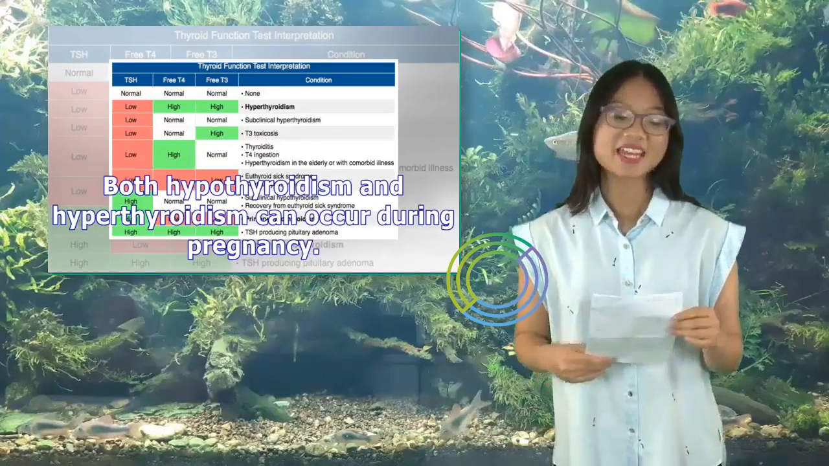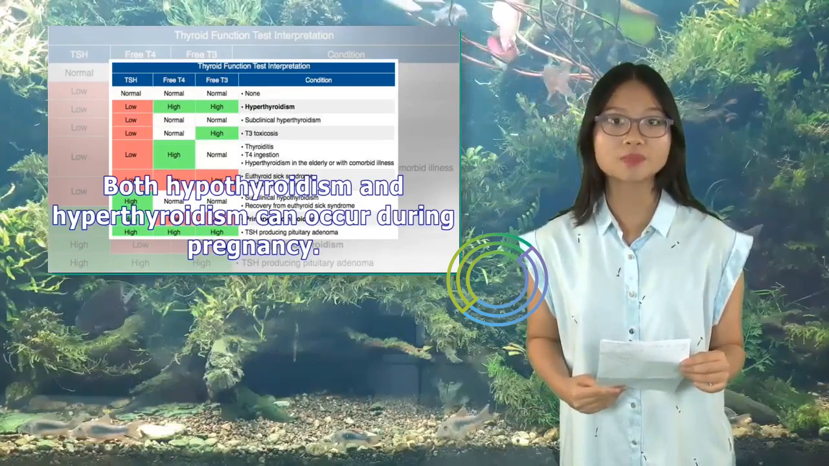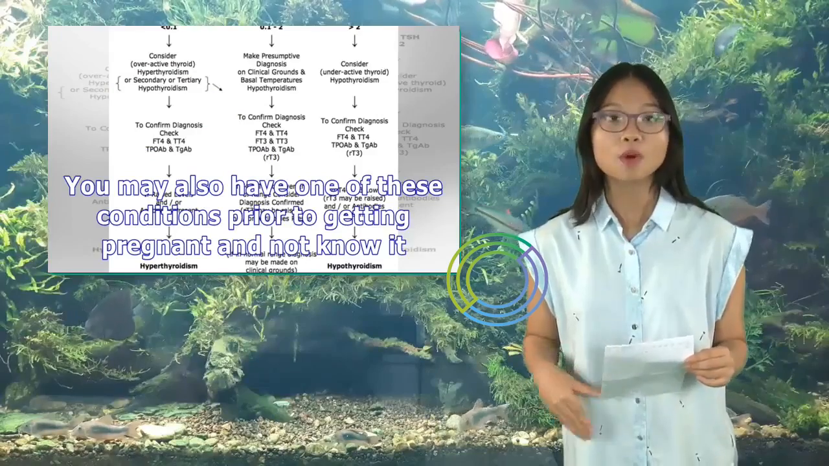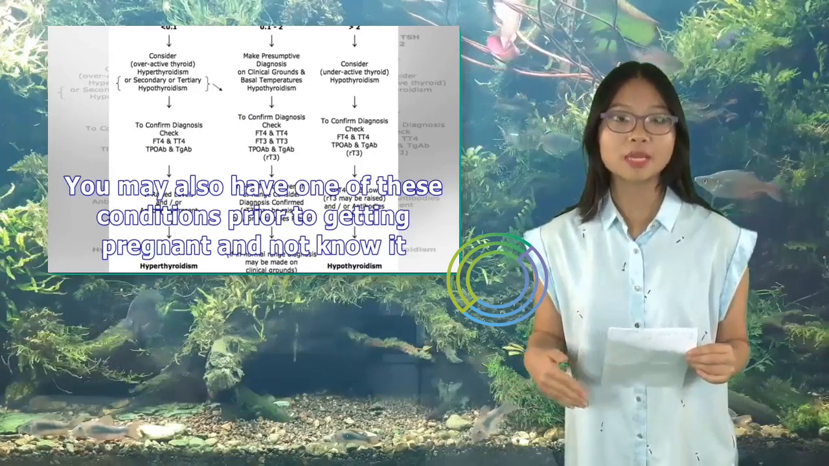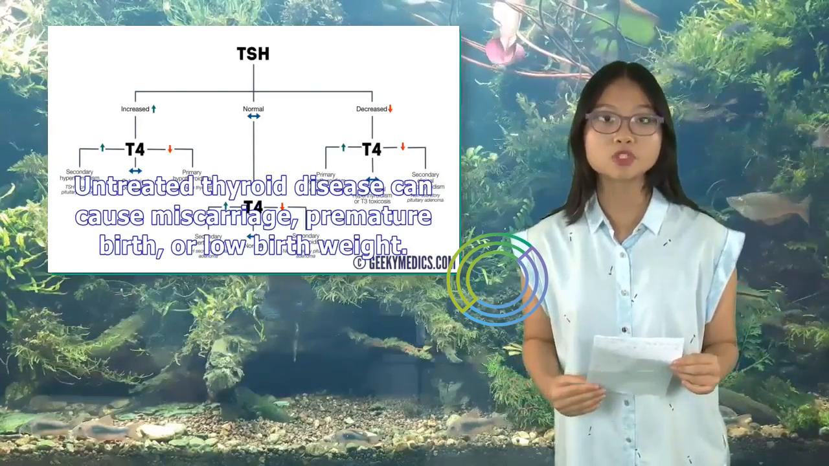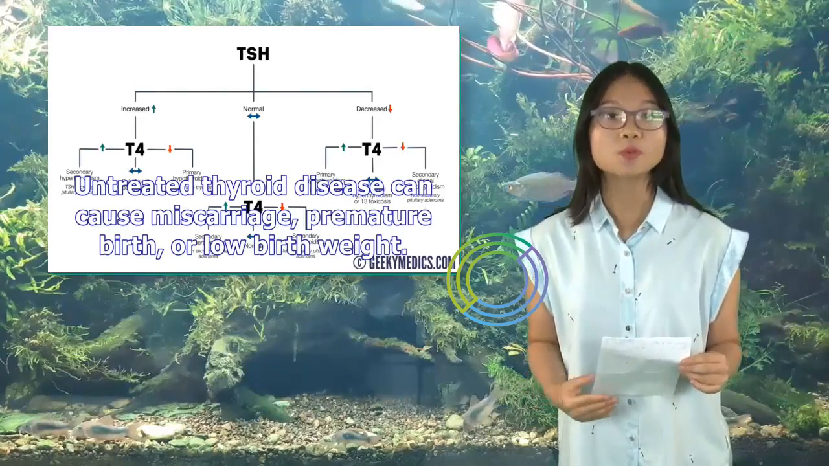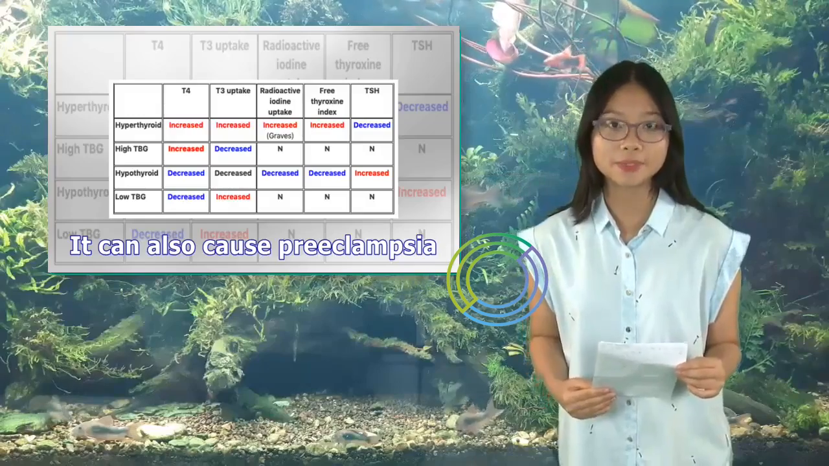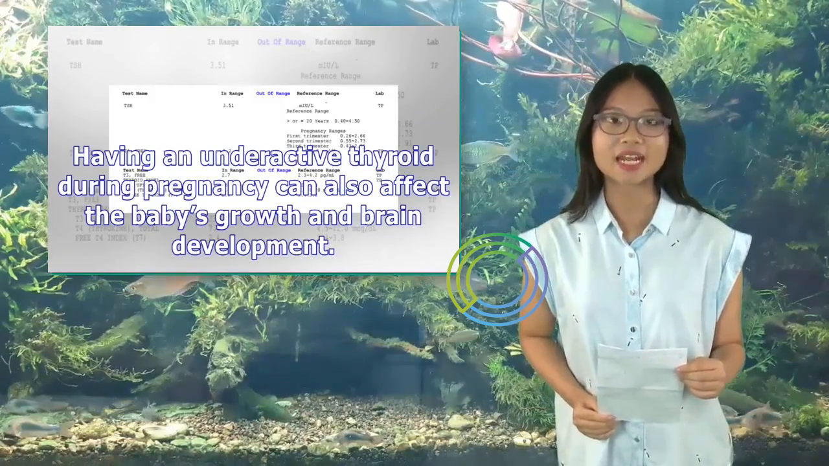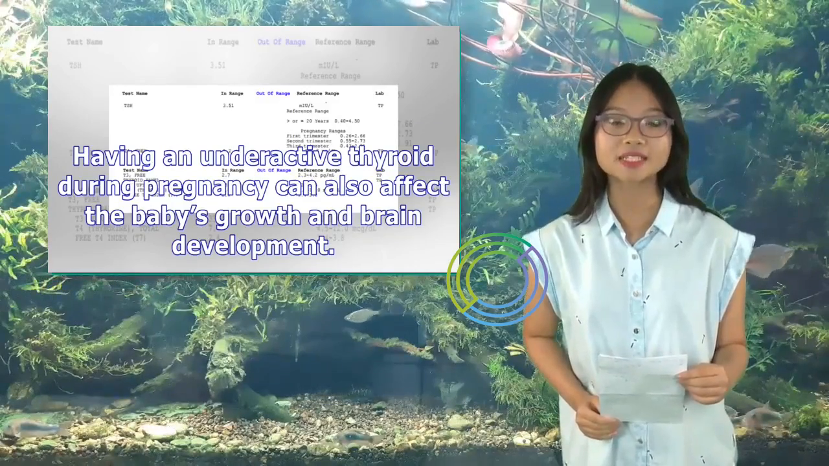Both hypothyroidism and hyperthyroidism can occur during pregnancy. You may also have one of these conditions prior to getting pregnant and not know it. Untreated thyroid disease can cause miscarriage, premature birth, or low birth weight. It can also cause preeclampsia. Having an underactive thyroid during pregnancy can also affect the baby's growth and brain development.